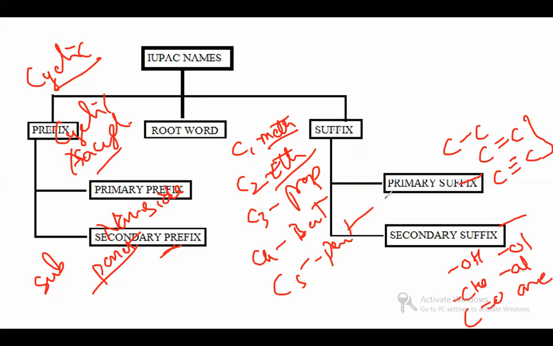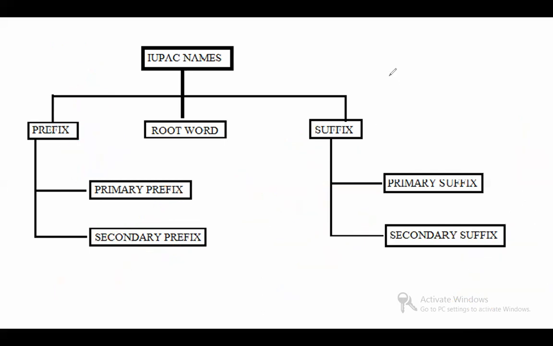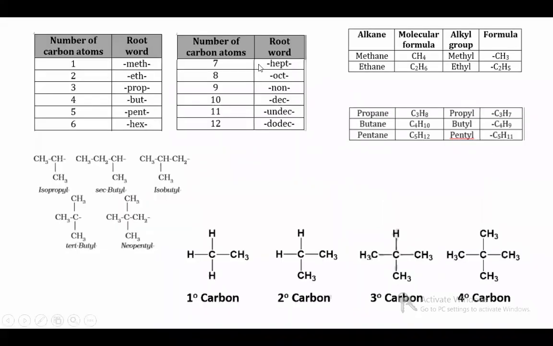So we need to follow the steps: first the root word, then the prefix and suffix. By writing the IUPAC name, we will completely come to know the organic compound, whether it has single bond, double bond, and what functional groups are attached. We'll see the prefixes and suffixes, and the terms primary, secondary, 1 degree and 2 degree.